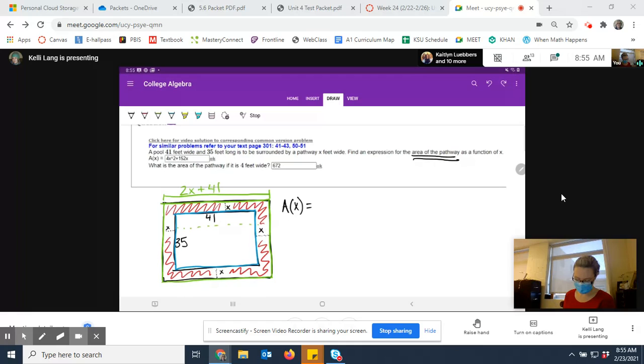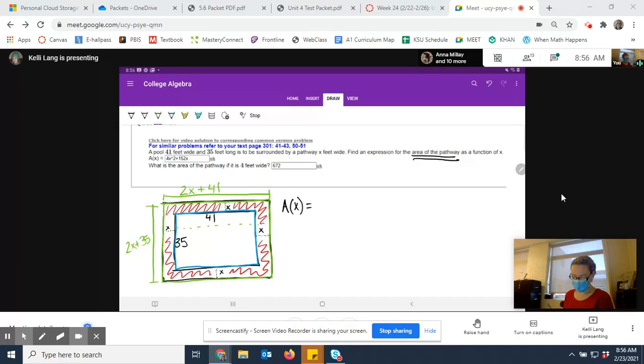Now for the blue, for the length or the width, we would take the length here, 35, plus the length here, x, plus the length here, x. So we'll have 35 plus x on this side, or we'll call that 2x plus 35. That's just a matter of looking at the picture and reasoning out where each piece of the length is coming from.